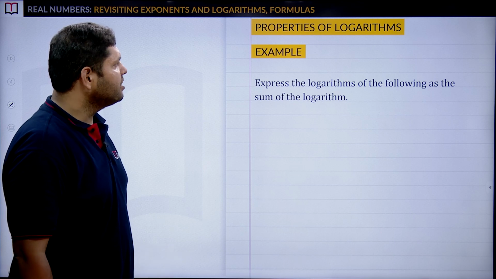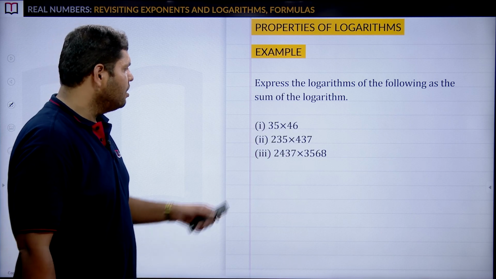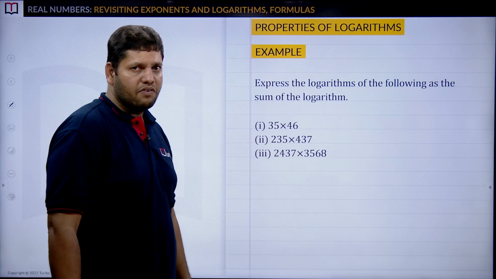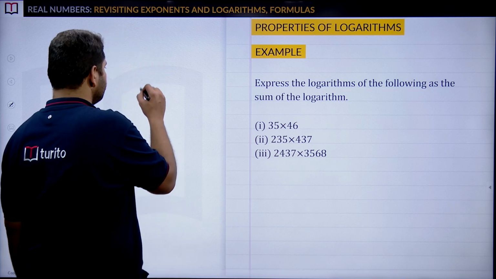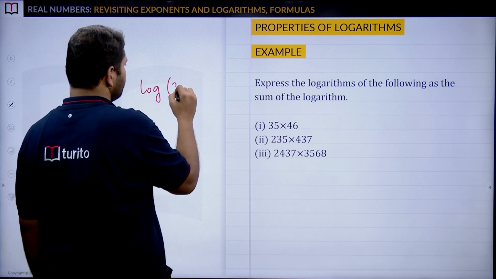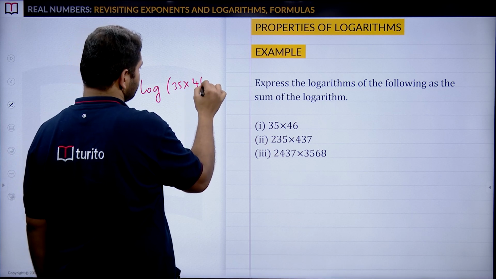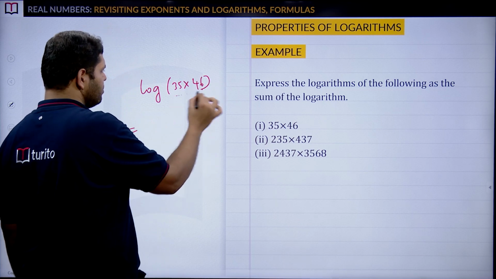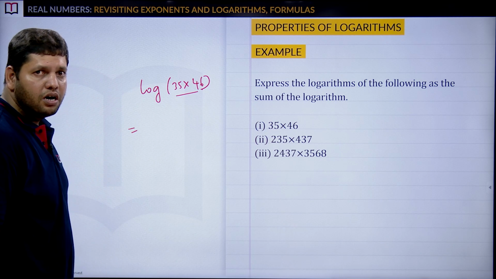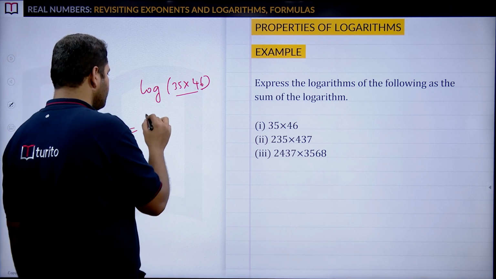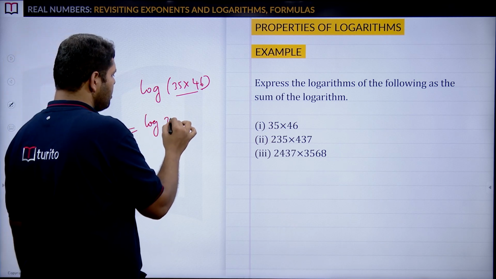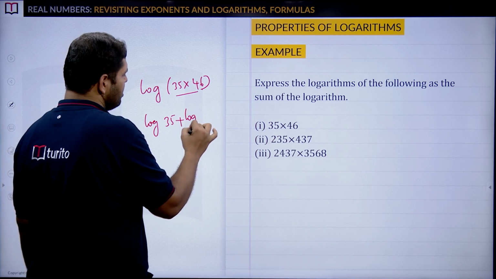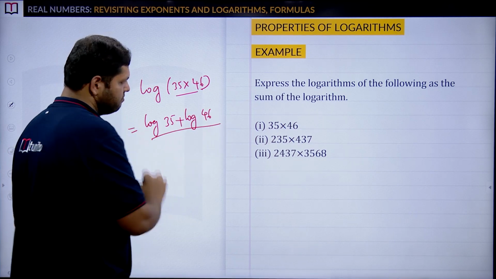Next one. Children, what is the next logarithm? Okay, we'll take the example. 35 and 46. I want to apply the log. Log of 35 into 46. And tell me, children, it is a product. Product means what we can do? We can write in addition form. So I am writing log 35 plus log 46.